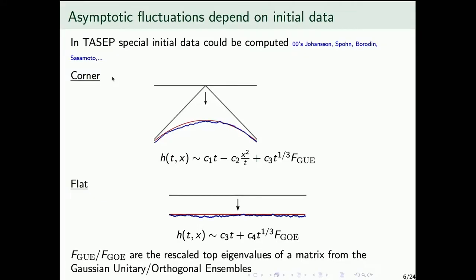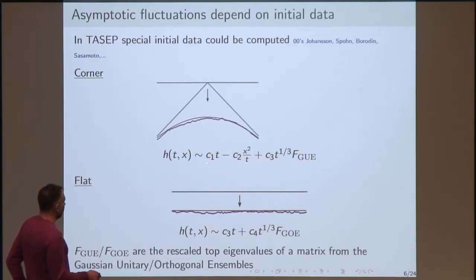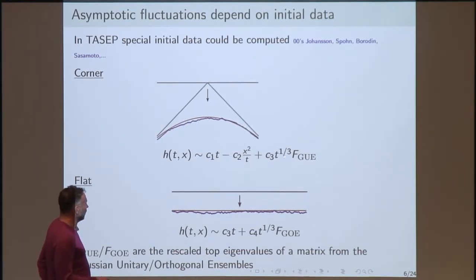Okay, so you get this thing. And now if you look at the height function at some time t and x, it looks like some constant times t. The constant's negative, it's going down, minus a parabola. And then there's this t to the 1/3 fluctuation. But the fluctuations themselves are given by this Tracy-Widom distribution, GUE.